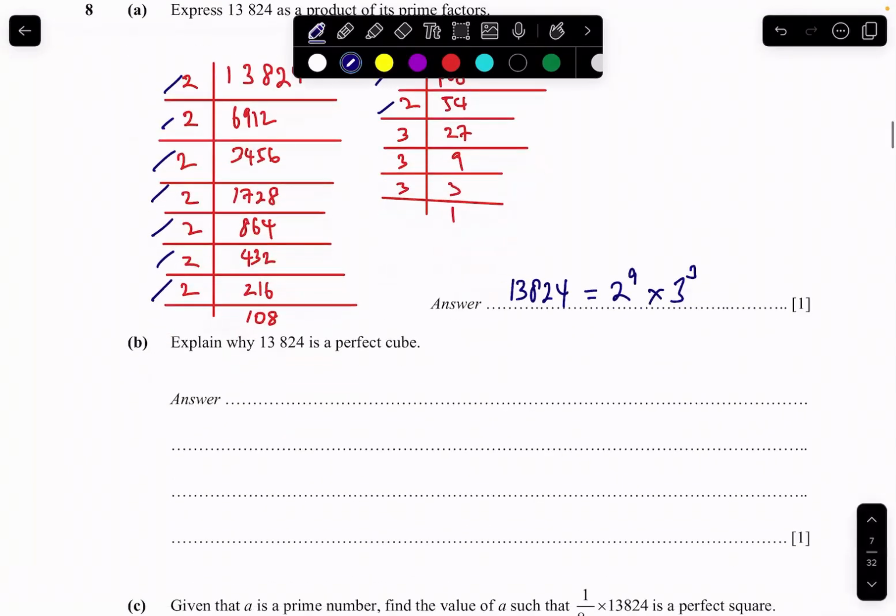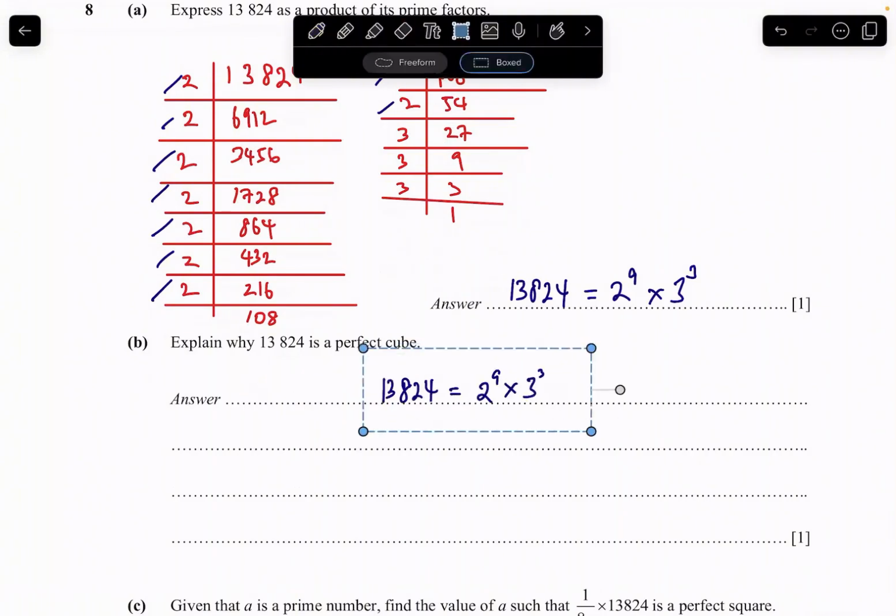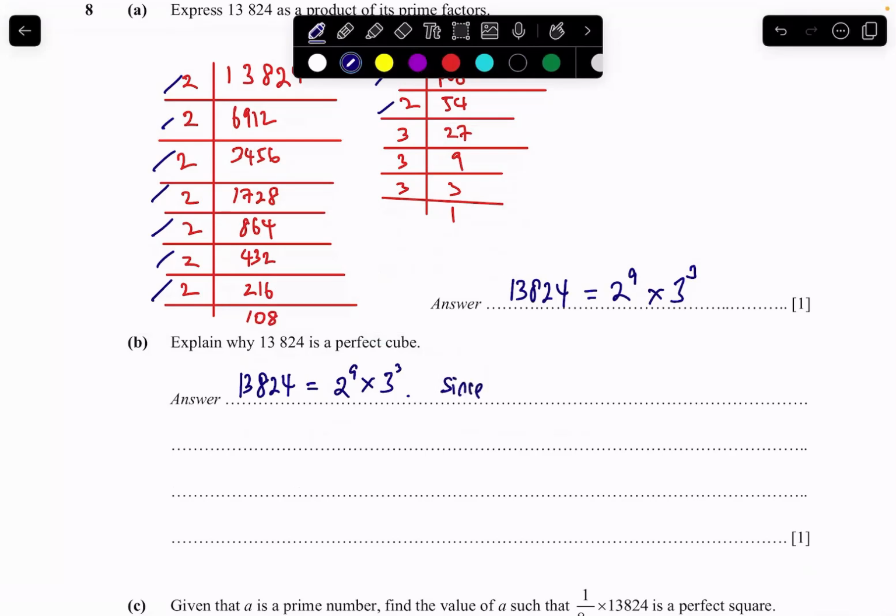Now explain why 13824 is a perfect cube. Since the index of 13824 is equal to 2 power 9 times 3 power 3. Okay, sorry, let me write that. 13824 equals 2^9 times 3^3. Since the indices are all multiples of 3, therefore it is a perfect cube.